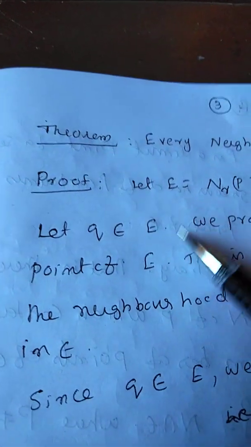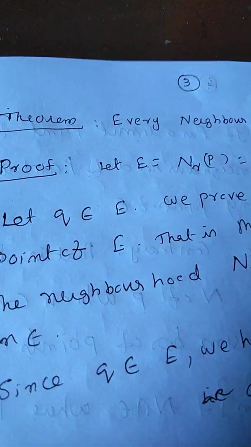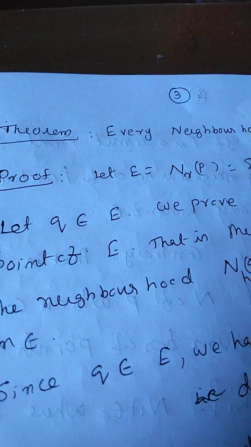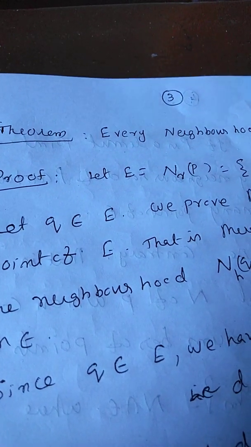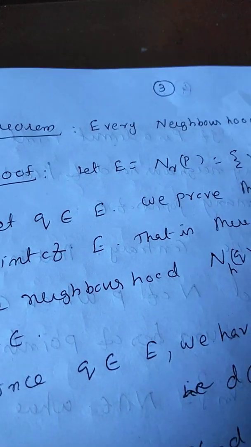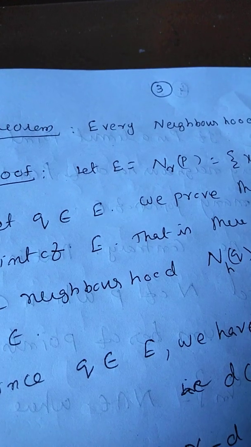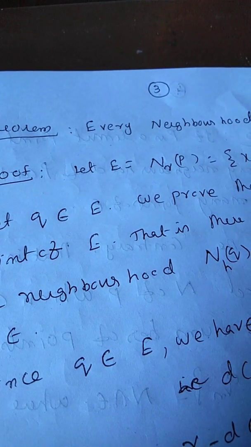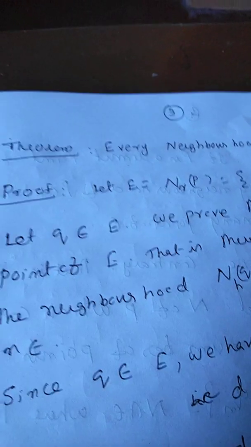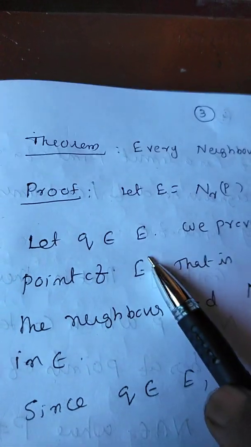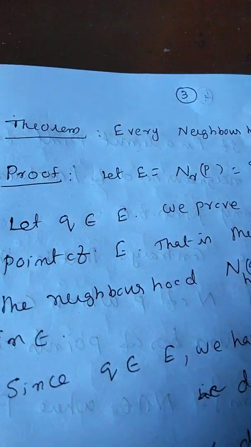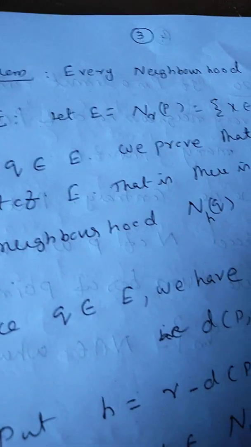Let E equal N_r(p), which is the set of x belonging to X with d(x,p) less than r. X is a metric space. Let q belong to E. We prove that q is an interior point of E. That is, there exists an h greater than 0 such that the neighborhood N_h(q) of q is contained in E.